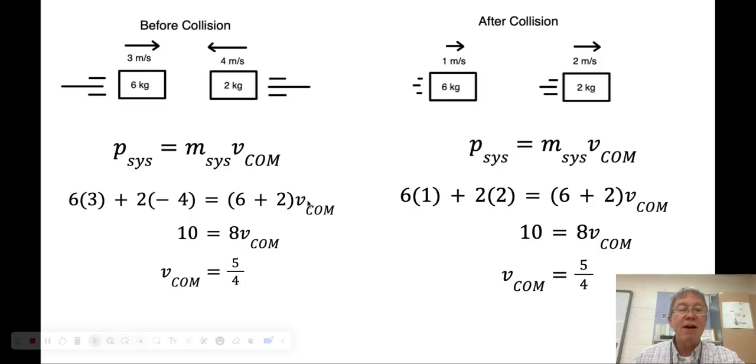So look what happens after the collision. We should get the same thing, since momentum is conserved if there's no outside force acting on the system, which in this case there isn't. Again, momentum of the system equals mass of the system times velocity of the system. Now the momentum of the system is 6 traveling at 1 plus 2 at positive 2. So that's 6 plus 4, that's 10, divided by 8. Look, I still get positive 5/4. So easy, right? If you want to know the velocity of the center of mass of a system, you just have to remember the momentum equation and apply it to the system rather than an individual object.